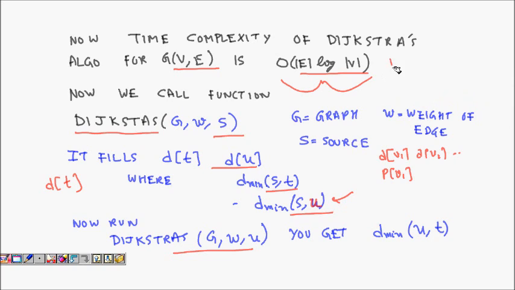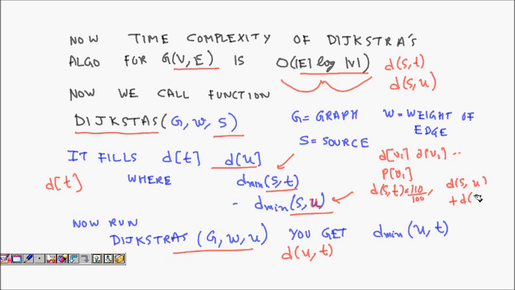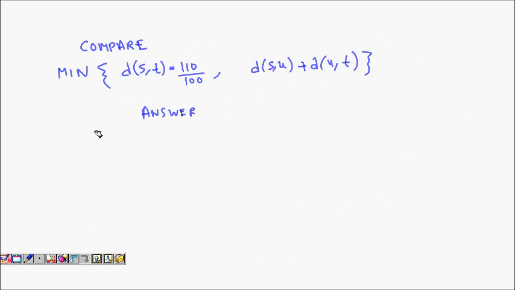So the first call will give me d(S,T). It will also give me d(S,U). When I run this one, it will give me d(U,T). So this way I have d(S,T), which I multiply by 110 by 100. Then I also have d(S,U). I first go from S to U, then from U to T, and whichever is the minimum I will take that path.